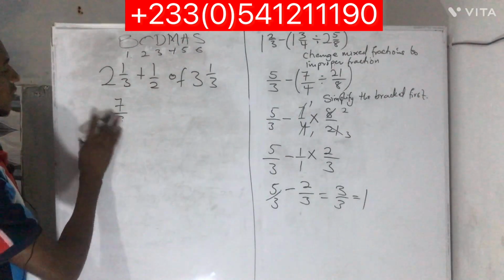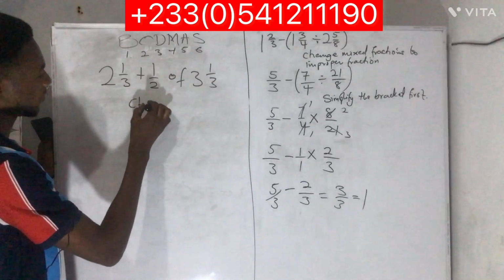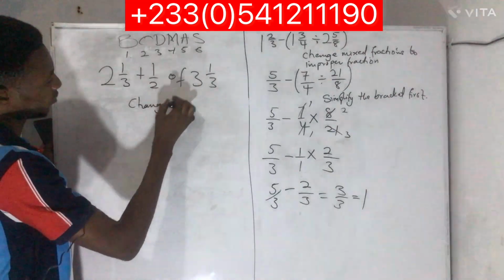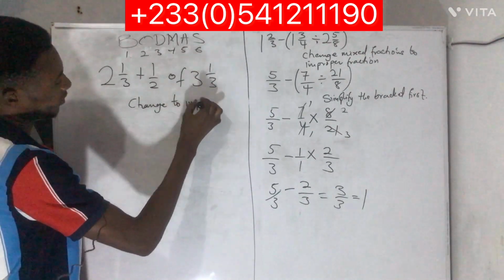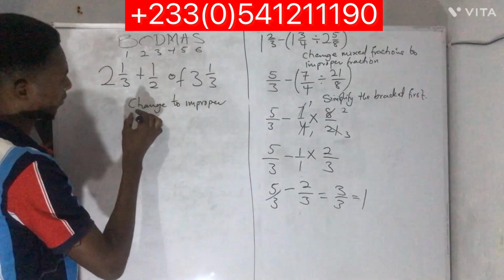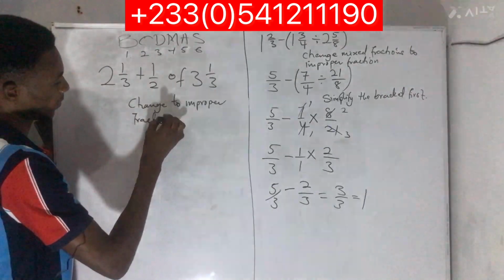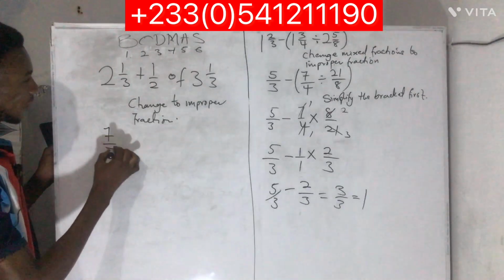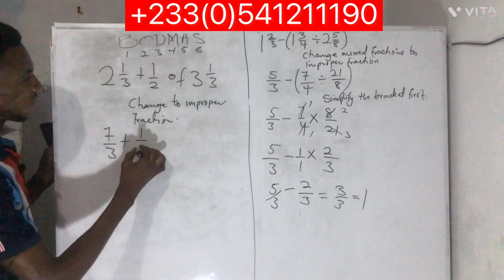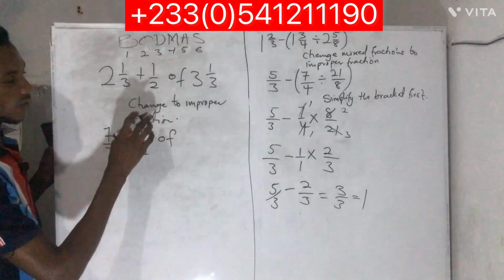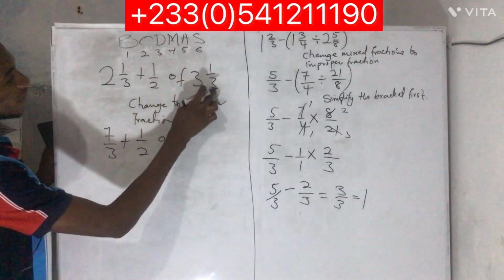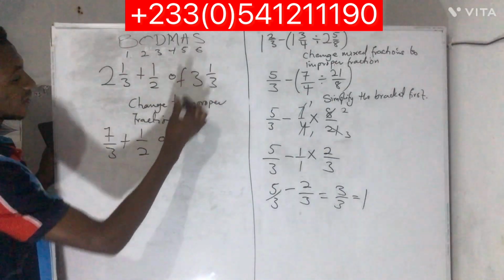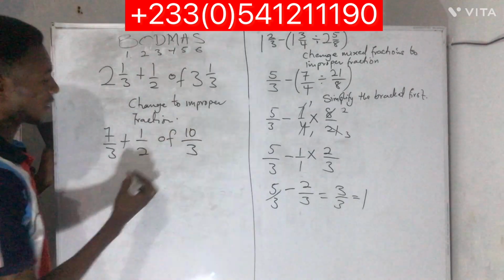So change to improper fraction. So we have what? 7 over 3 plus still 1 over 2 of, we haven't changed it. Here times here is what? 9 plus here is what? 10 over 3. Now what do you have to do?